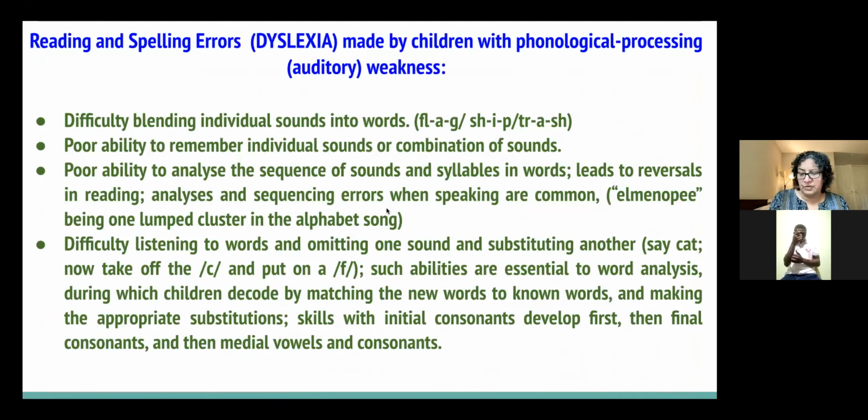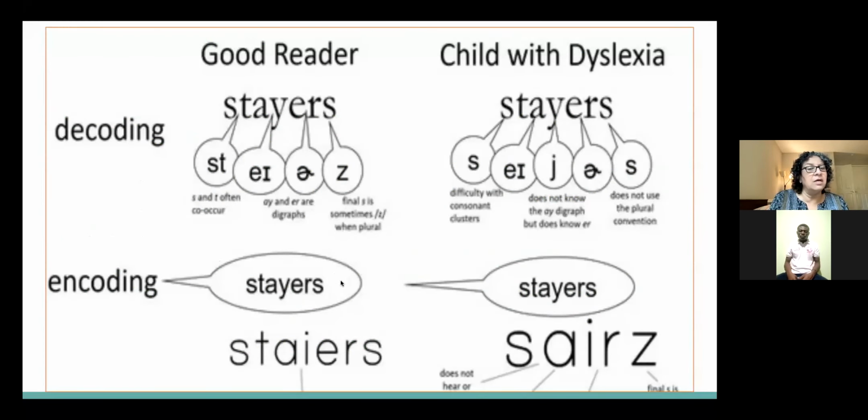Now, as far as encoding, the spelling goes, they might write S-T-A-I-E-R-S as stairs, or S-A-I-R-S, because they are not hearing the sound of T in the word stairs. So how would we do that? We can have long sessions. So when we sound it out, stairs, we might do it with these kind of blocks.